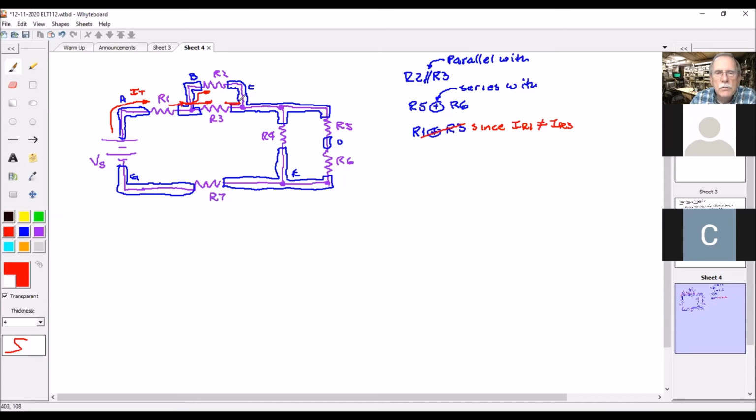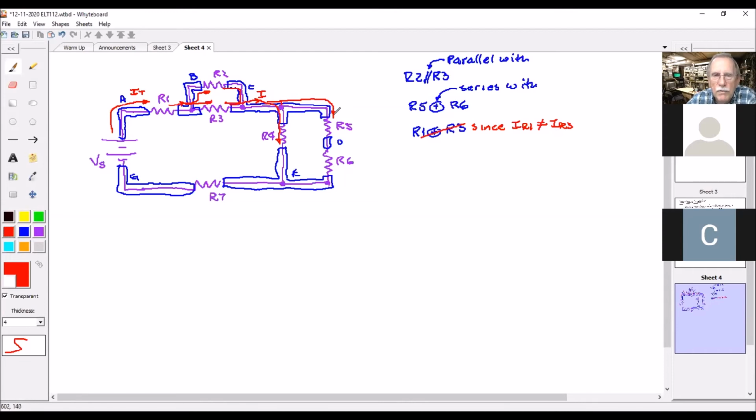So the current leaves R3, current leaves R2. Those two combine to get back to IT over here. And what happens when it gets to this node? It splits again. So part of it is going to go through R4 and part of it is going to go this way.